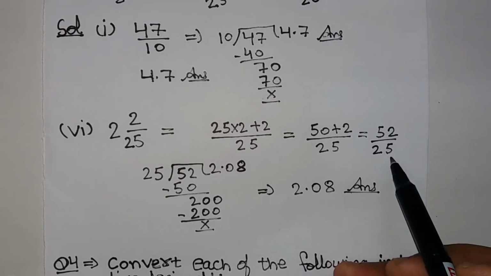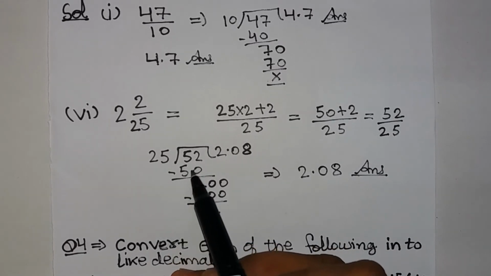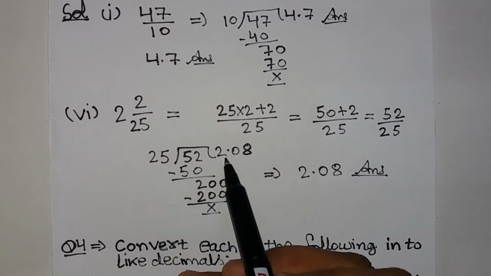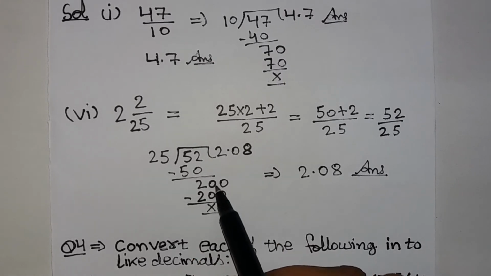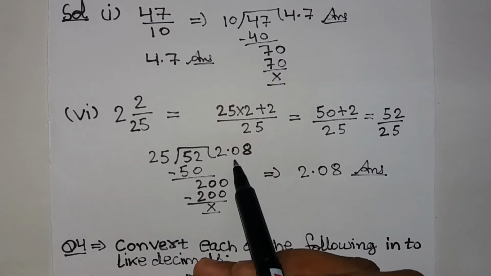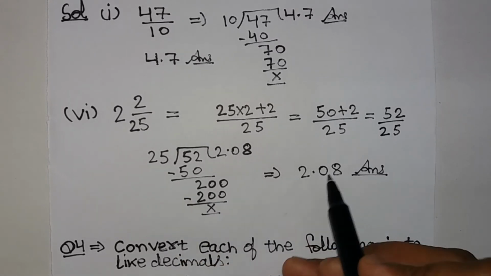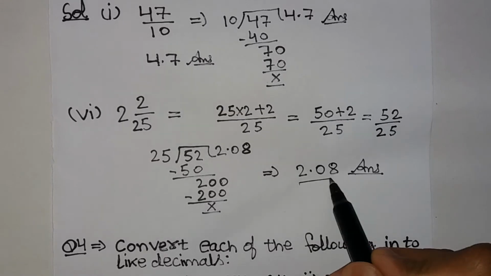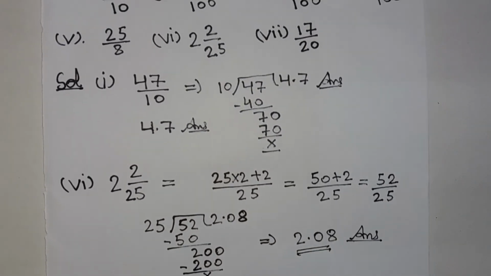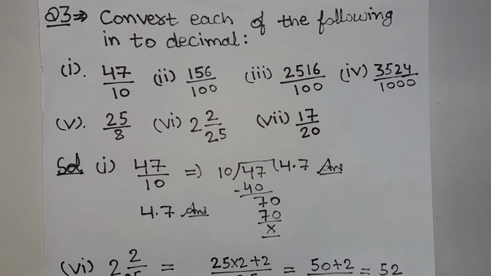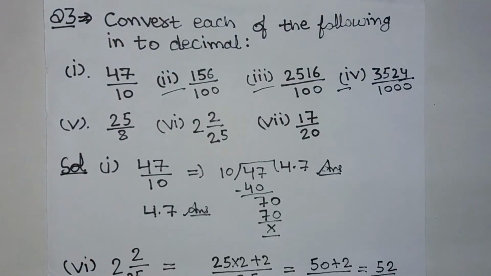Now divide this 52 by 25. When we divide 25 by 25, it will be 25 to the 50, here it will be 2. After the point we will write 0, again we will put 1 0, and here will be 1 0. 25 is just 200. So by dividing, 2.08 will be the answer. So on the basis of these parts, you can try the other parts, the second and third parts.